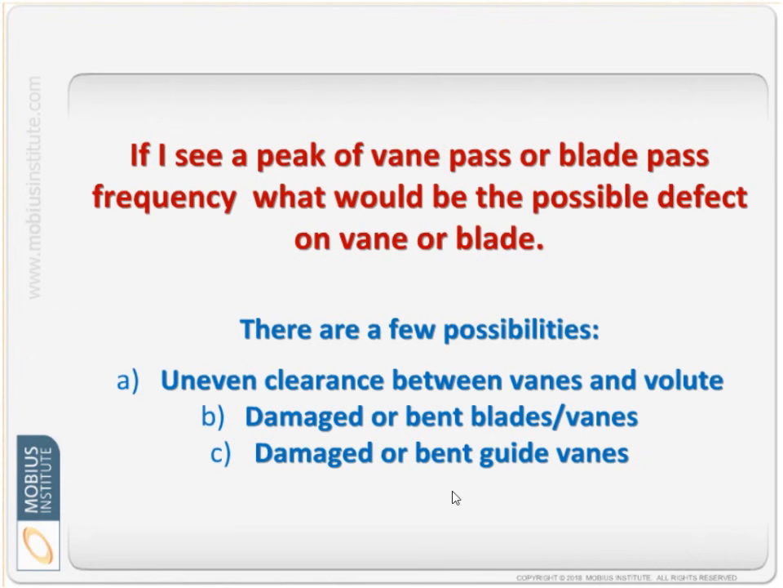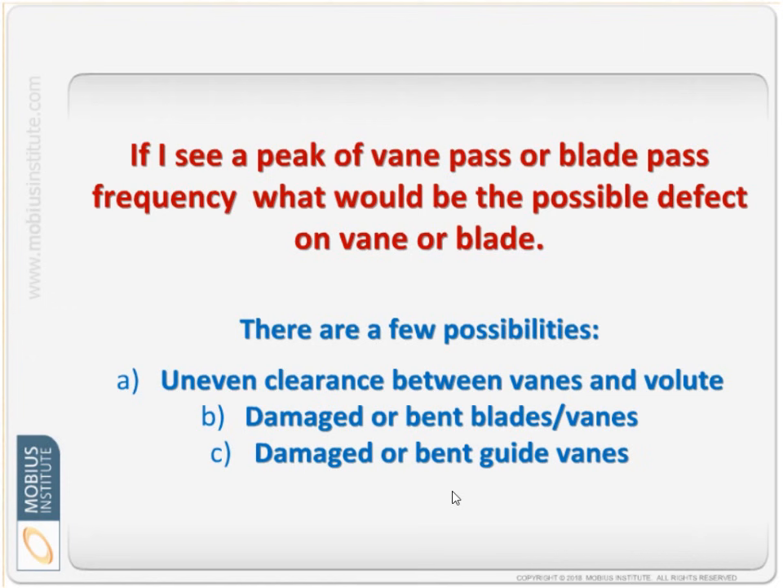If I see a peak at vane pass or blade pass frequency, what would be the defect? There are a few possibilities. Uneven clearance between the vanes and the volute, or between the blades and the housing, can cause that. If the blades or vanes are bent or damaged in some way, or the guide vanes are bent or damaged, we expect the water or the air or whatever it is to flow through the pump. But as those blades or vanes turn, from a once per revolution point of view, it should be even. That's the way it should be designed.